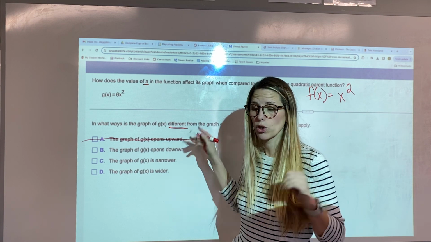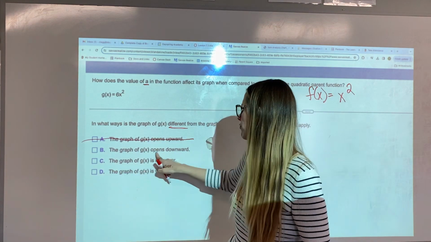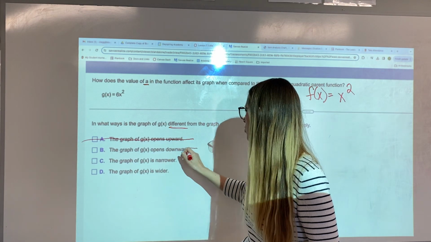It's positive, so it opens downward. That doesn't make sense. It goes upward. So it says the graph opens downward. Does this graph open downward? No. So that also cannot be it.